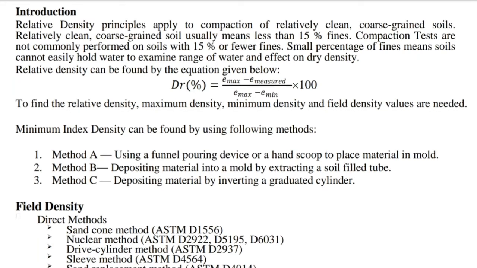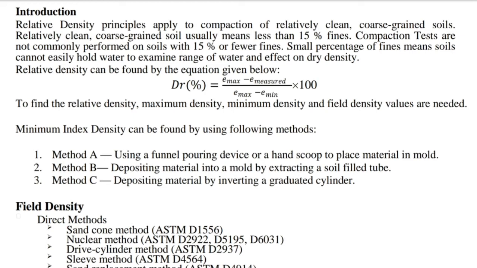Introduction. Relative density principles applied to compaction of relatively clean, coarse-grained soils. Relatively clean, coarse-grained soil usually means less than 15% fines. Compaction tests are not commonly performed on soils with 15% or fewer fines. A small percentage of fines means the soil cannot easily hold water to examine the range of water and its effect on dry density. Relative density can be found by the equation given below.